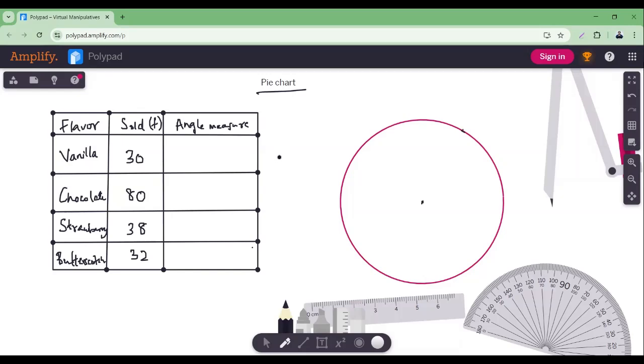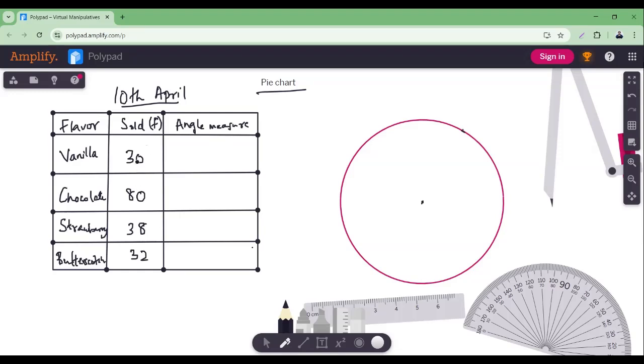But categorical data means, here I have taken an example of categorical data. Let's take a shop on, say, a date like 10th April. Now, this is the number of cones of different flavors of ice cream that they have sold. They have sold 30 vanilla cones, 80 chocolate cones, 38 strawberry cones, 32 butterscotch cones, right? And these 30, 80, these are called frequency.